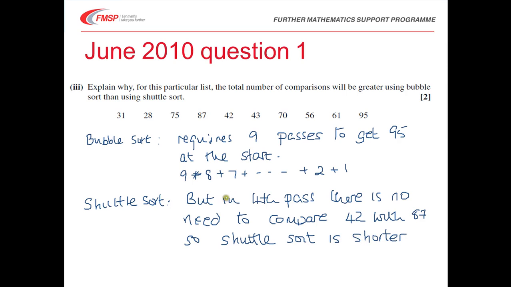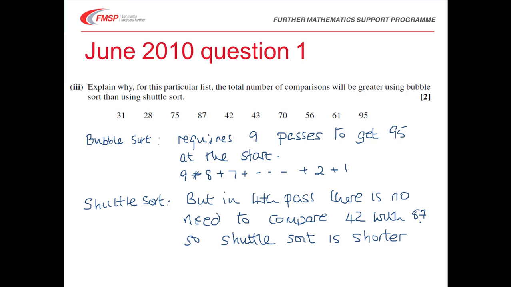So as I say, not easy to write that down, but there is 1 mark for each of those parts. So 1 mark for mentioning the fact that the bubble sort required the maximum number of passes, 9 plus 8 plus 7 and so on, and then there's a mark for trying to explain that in some cases the shuttle sort will not require every comparison.